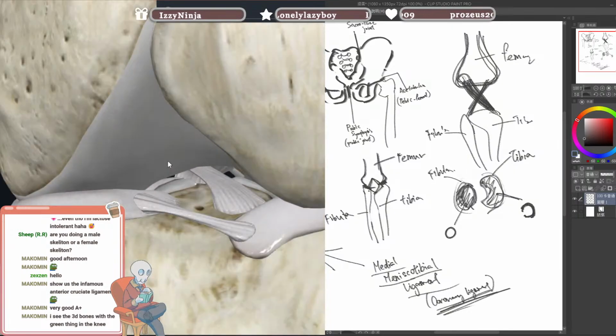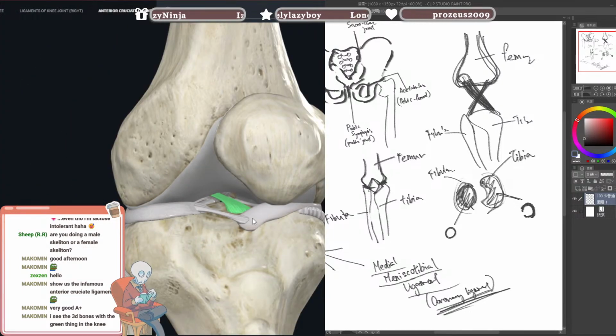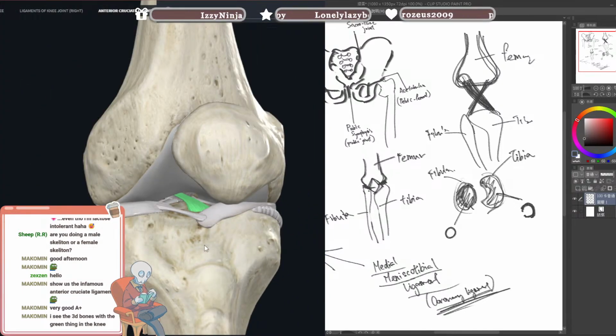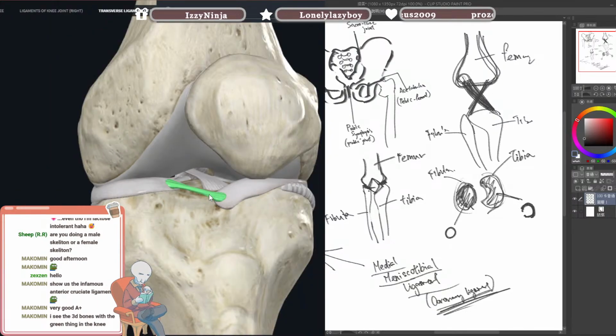Is that the anterior cruciate ligament? Yes, this one. This one is your favorite anterior cruciate ligament. But what is this? Is this a transverse ligament? It is the transverse ligament. Okay, I remember that. Next.